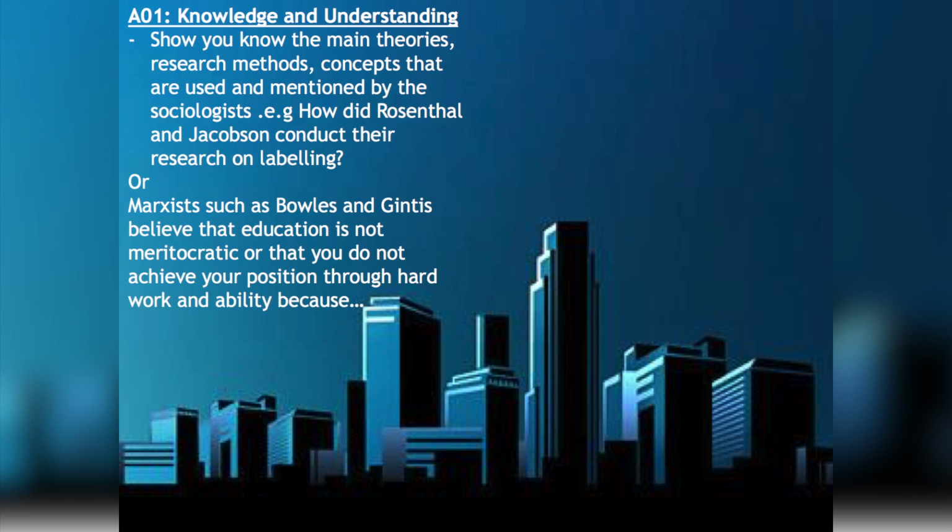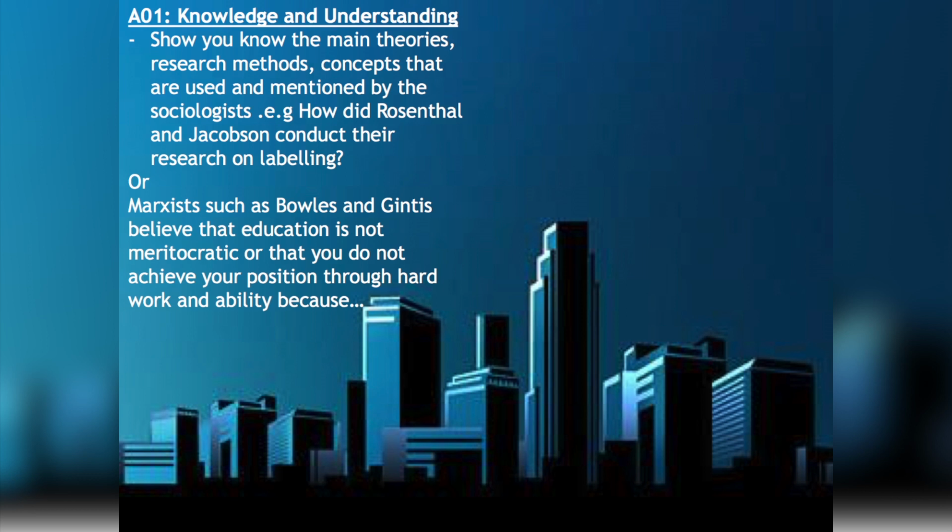So the first one, AO1, your knowledge and understanding. This is where you should show that you know the main theories, the research methods, the concepts that are used by the sociologists. For example, when it comes to labelling theory, how did Rosenthal and Jacobson conduct their experiment with the IQ test in California? You should be able to explain how you know these theories and how in depth you know them.